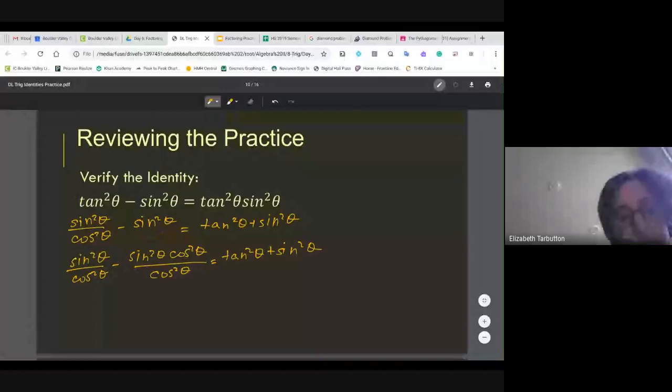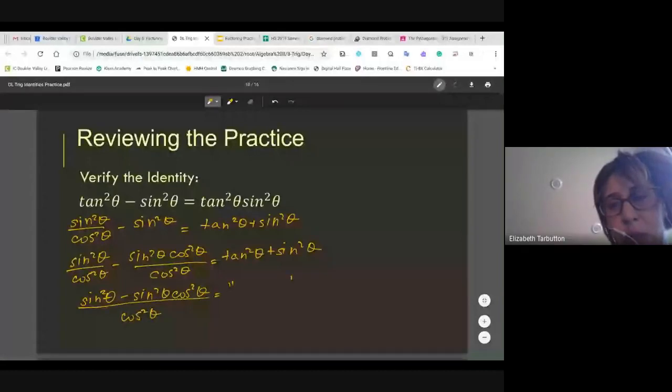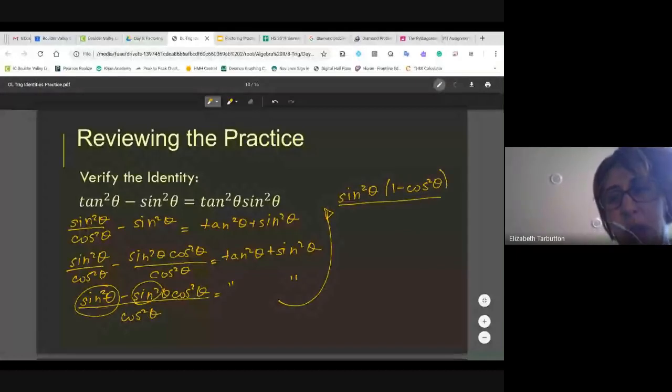Okay, now I can add these together, or really subtract. So sine squared theta minus sine squared theta cosine squared theta all over cosine squared theta. And for the interest of time, I'll just say I'm keeping them the same. And I notice that these both have a factor of sine squared theta, so I'm going to pull it out as a greatest common factor, which leaves me with 1 minus cosine squared theta inside over cosine squared theta.